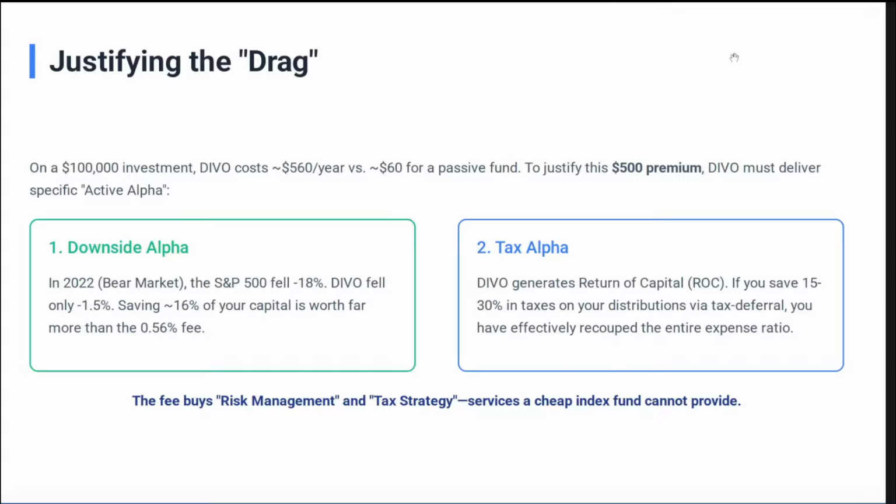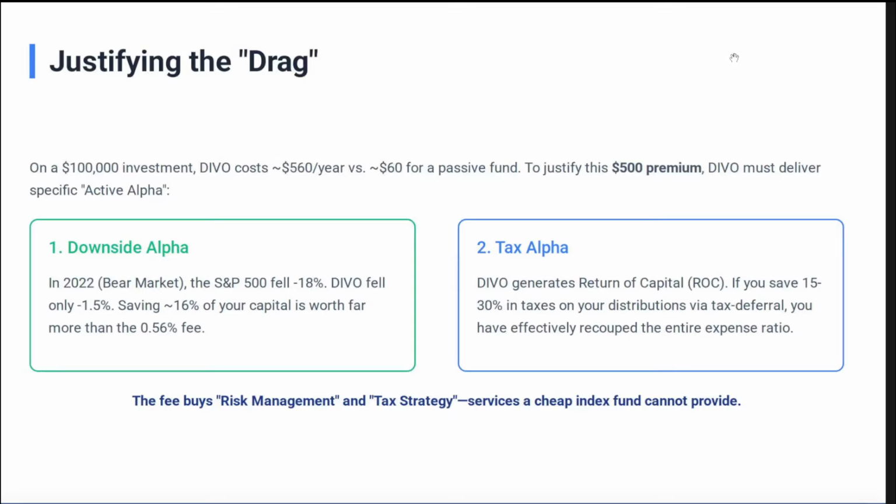And there's two that I'm going to mention. The downside alpha, which is in 2022, during the bear market, the S&P 500 fell almost 20%, while Divo fell only 1.5%. Saving 16% of your capital is worth far more than the 0.56 fee. Tax alpha. Divo generates return of capital, ROC. If you save 15 to 30% in taxes on your distribution via tax deferral, you have effectively recouped the entire expense ratio. So that's very worth it.